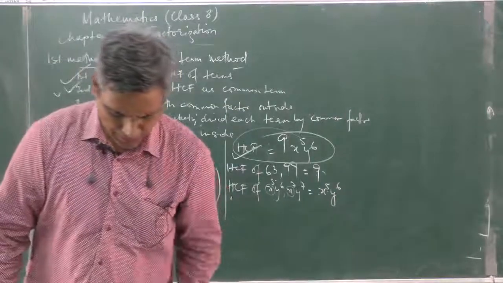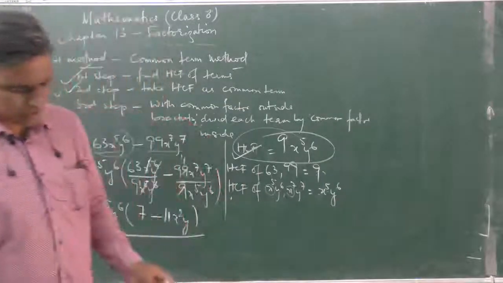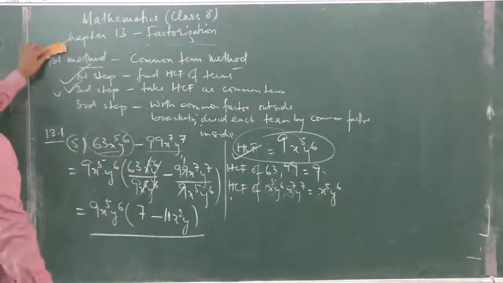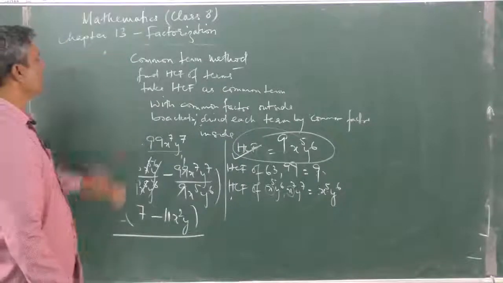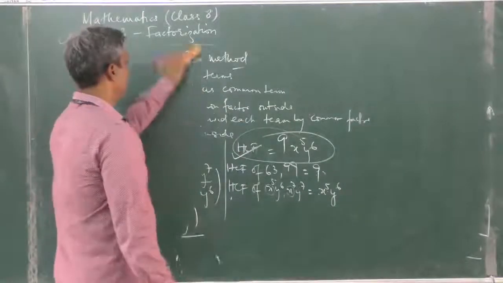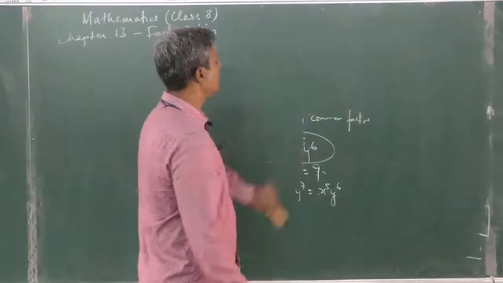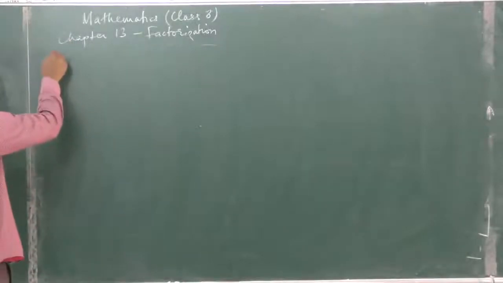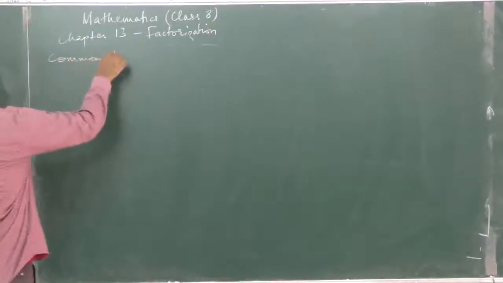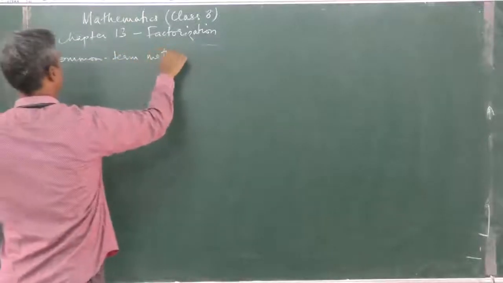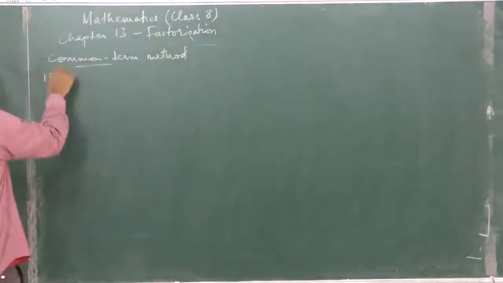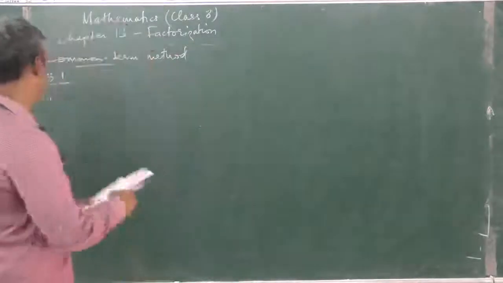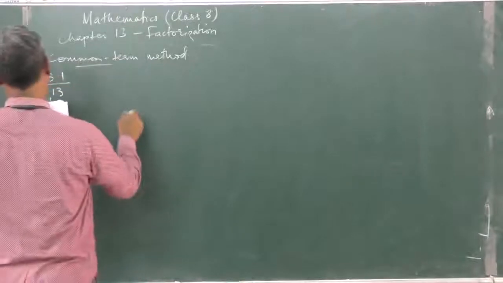Moving on, let us now look at question 13. So I hope you have understood the method step by step. This is called common term method. We are using common term method to factorize in exercise 13.1. Next question, question 13.